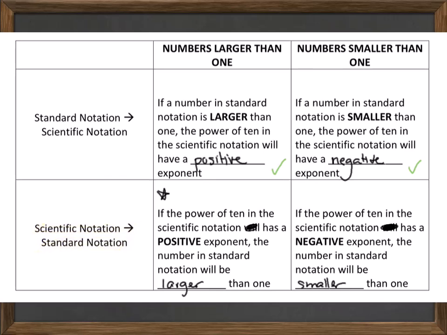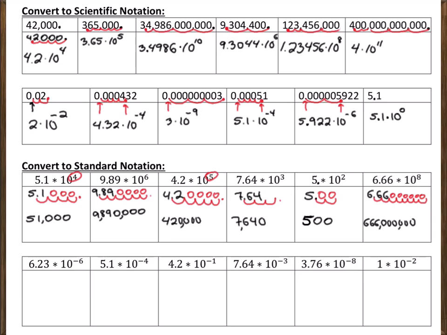So going back to our little chart, we just finished converting from scientific to standard notation using numbers that are larger than 1. Now we're going to look at what happens if we have numbers smaller than 1. In other words, we're given numbers in scientific notation that have negative exponents. So let's look at those examples. This is our last column here.